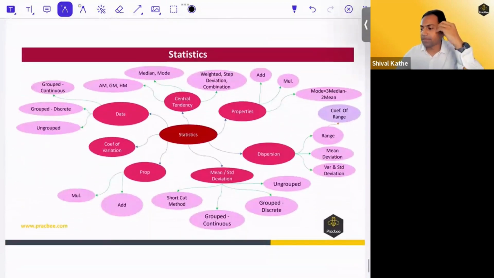So this is the mind map. We started with the types of dispersion that we have, because these things are already there in the class 10 syllabus. So I have skipped these things, assuming that you have studied 10th.